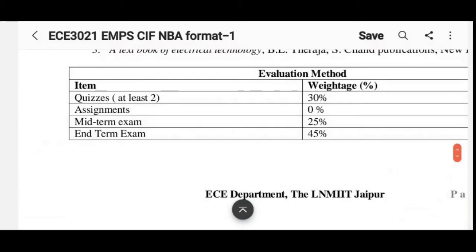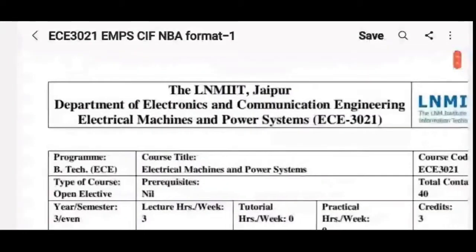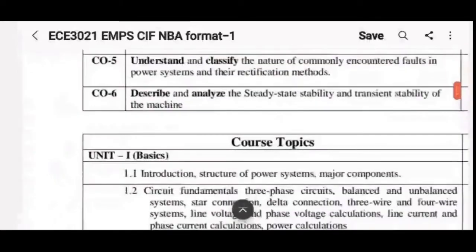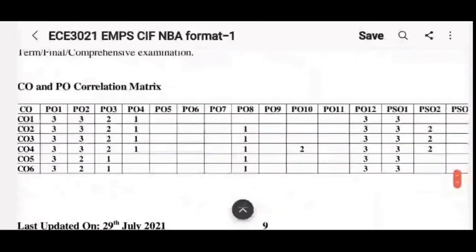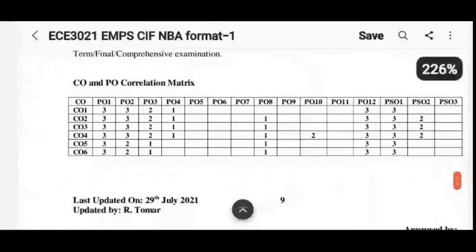Yeah. So that's about it. There is CO-PO mapping, etc., which may not be of interest to you. It is more of interest to us.